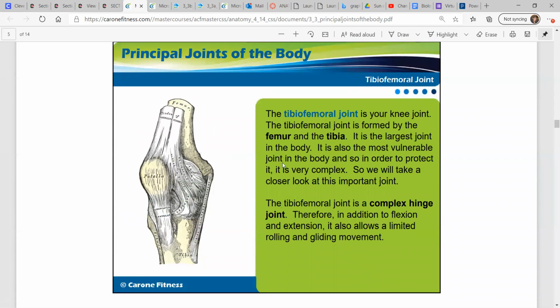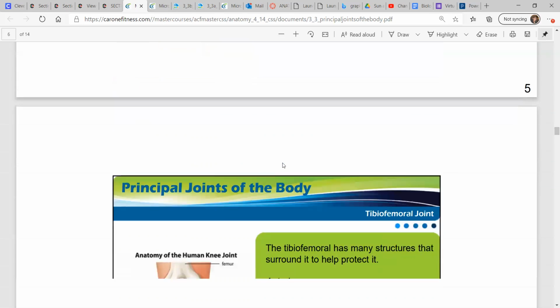Then you have the tibiofemoral joint, and that is your knee joint. It's formed by the femur and the tibia. It's the largest joint in the body, and it's also the most vulnerable joint. And in order to protect it, it's super complex, at least more complex than other joints. So we're going to take a look at that more in depth. And the tibiofemoral joint is a complex hinge joint. So in addition to flexion and extension, it allows a limited rolling and gliding movement as well.